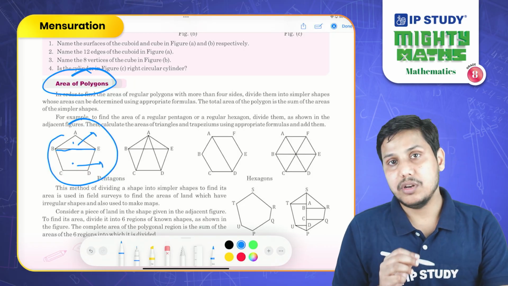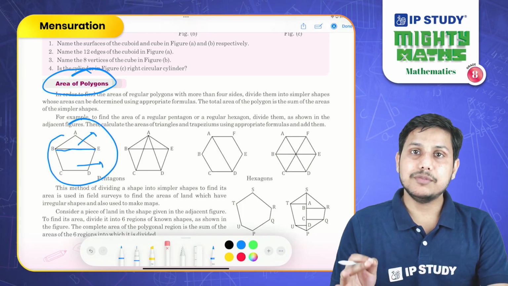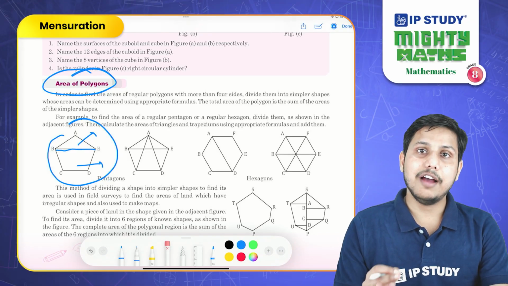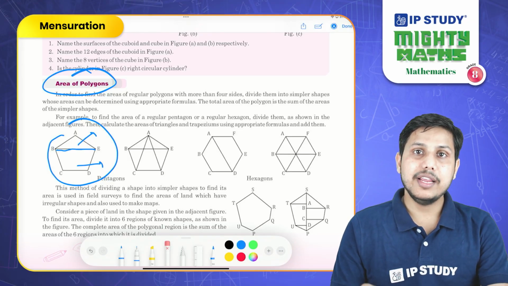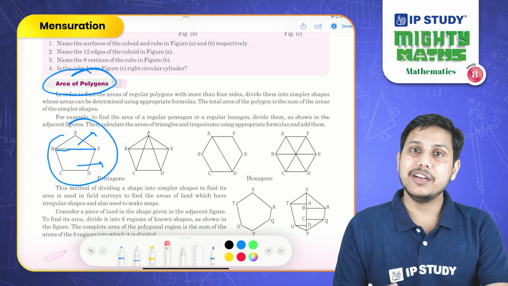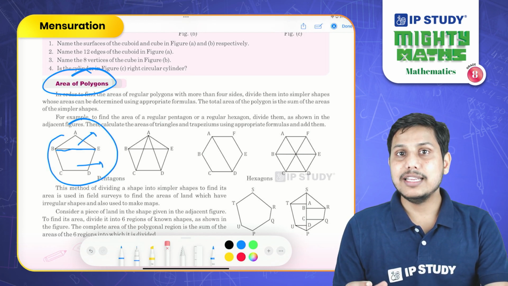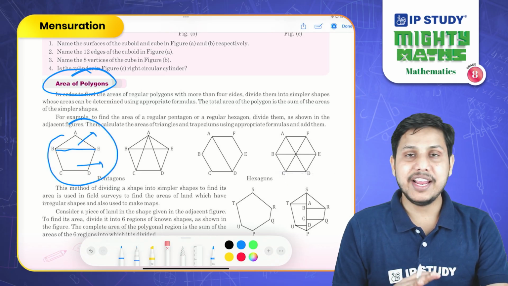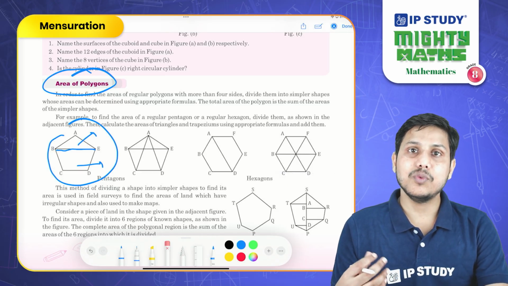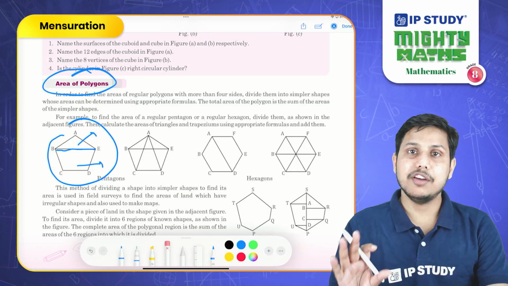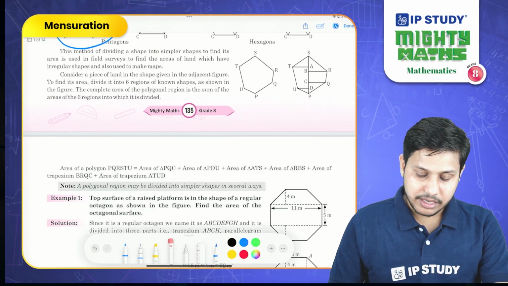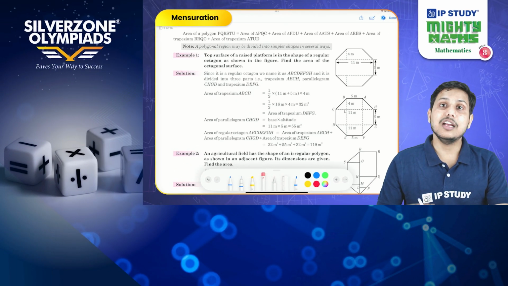Remember students, there is one keynote you have to understand, that a polygon can be divided into different smaller parts in more than one way also in some cases. So you can follow any one method out of which you have identified to get the area of the polygon. Let's solve one question to understand how we do that.